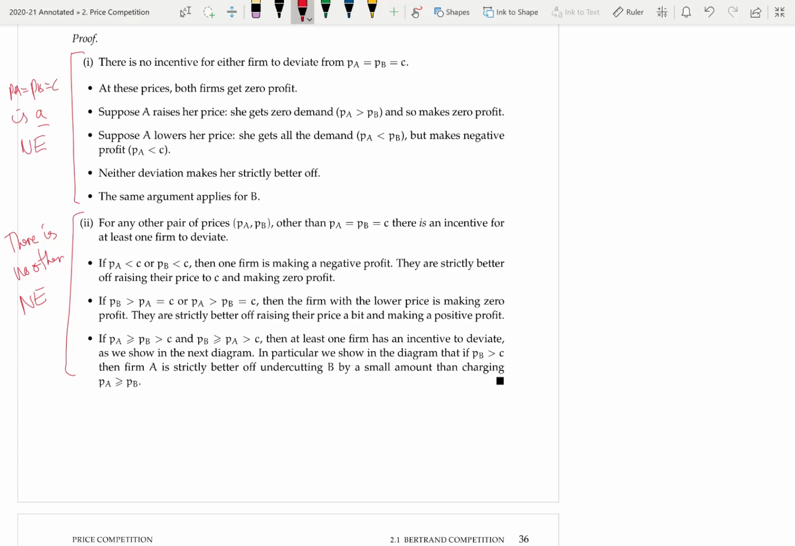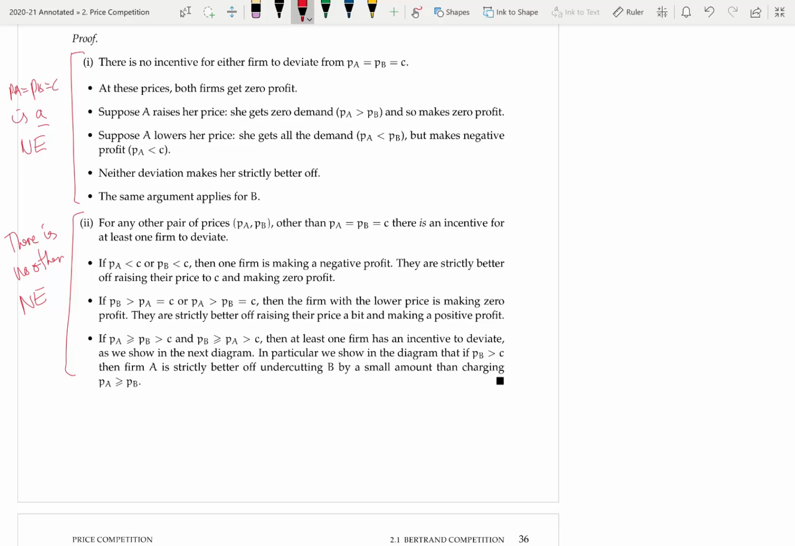Now we need to show the harder part. We need to show that there are no other prices which are a Nash equilibrium, so we need to show that for any other combination of prices other than marginal cost pricing, there's an incentive for at least one firm to deviate. So we can divide this up into 3 cases. We have the first case here where they're both pricing less than marginal cost. In this case, one of the firms has to be making a negative profit because one of them has to be selling something. It could be that they're both selling something, but at least one of the firms is selling something, and that firm must be making negative profit.